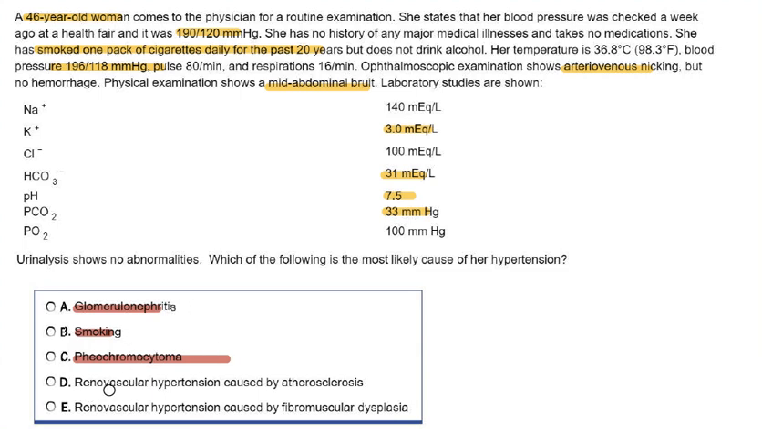So the option renovascular hypertension caused by atherosclerosis, yes, this can be right. Renovascular hypertension caused by fibromuscular dysplasia, yeah, this can also be right. So how can we come to one option among these two? I chose this question because it's very tricky. A lot of you might think, even I used to think, why is renovascular hypertension caused by atherosclerosis not the right answer? By the way, this is the correct option, E. Let me mark the correct option. This is the correct option. So why is this the right answer and the other wrong?